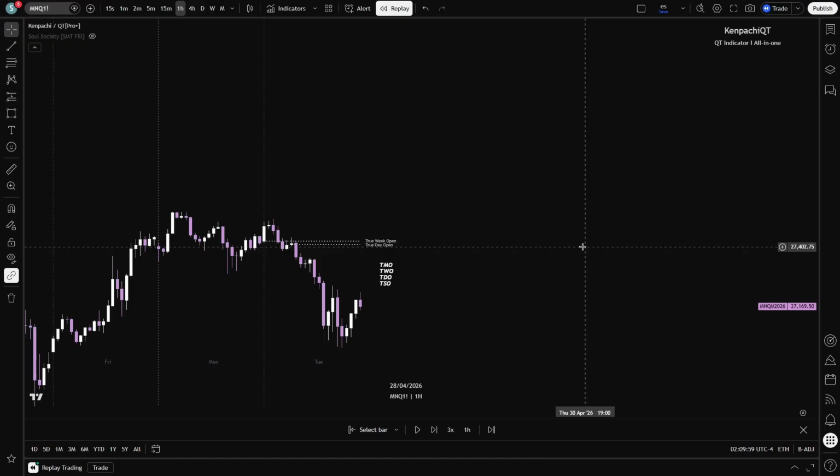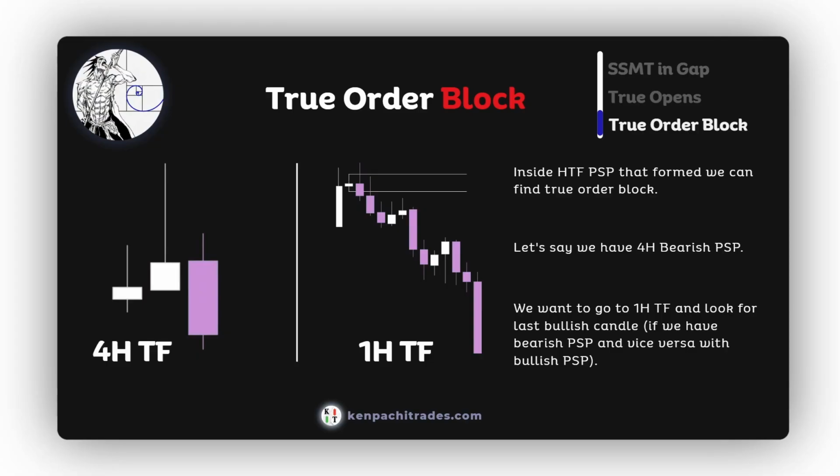Mark up the very first candle of Q2 and you can clearly see if you are above the true open or below the true open. That's it. And now let's move on to the next chapter. The next chapter is going to be the true order block.